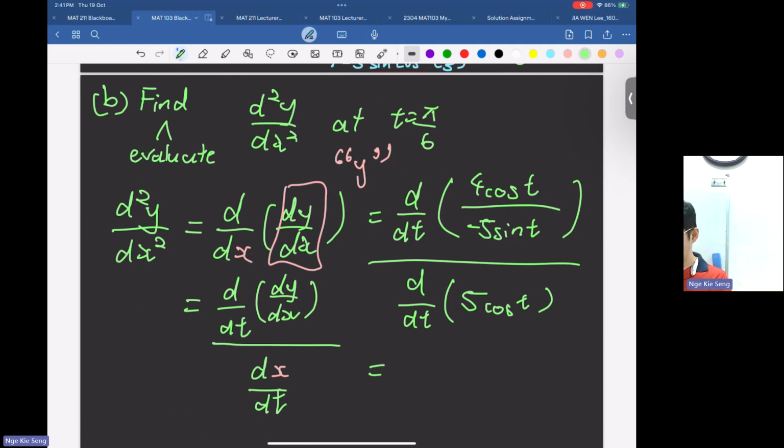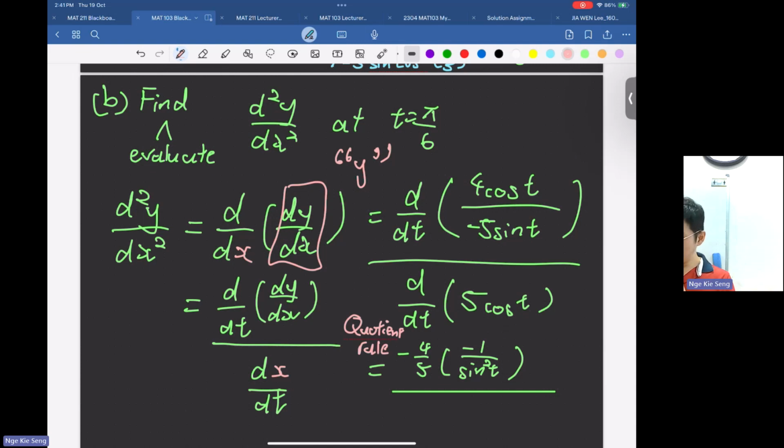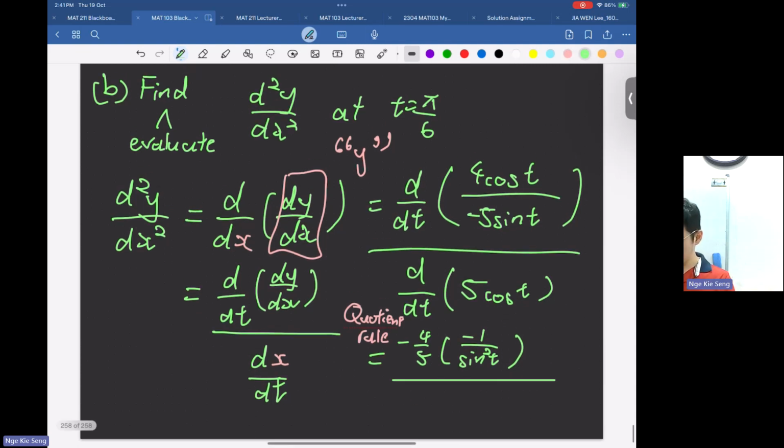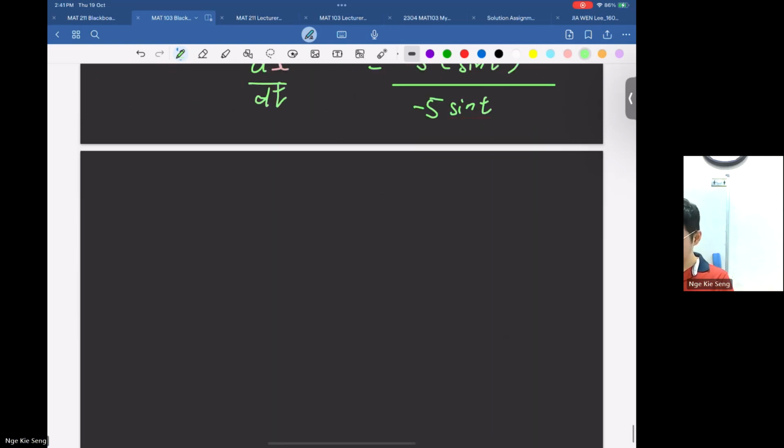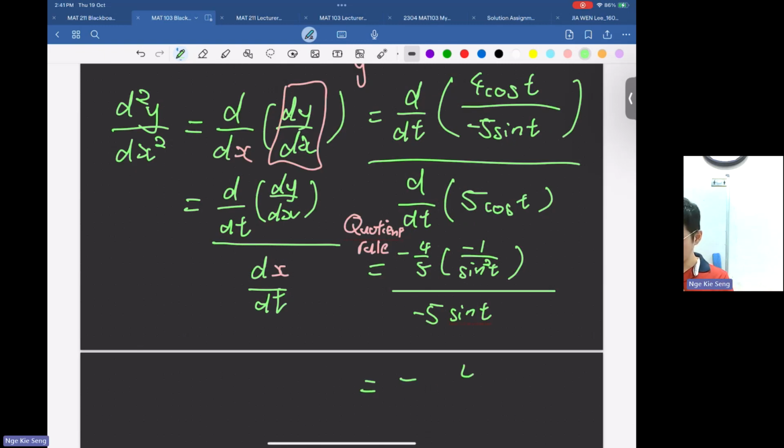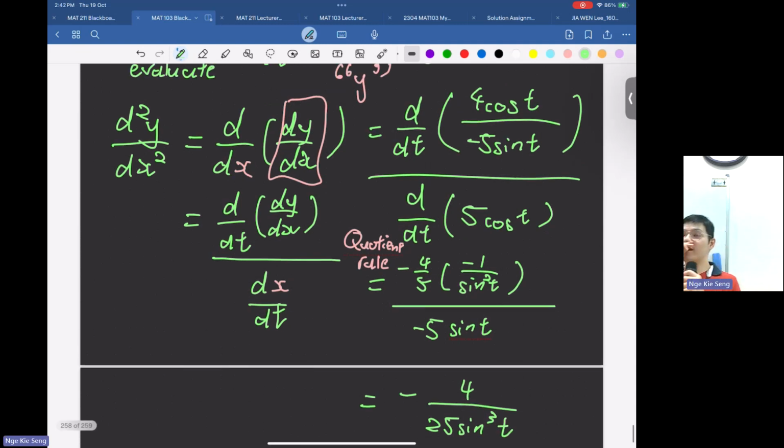I think we get something like minus 4 over 5 times minus 1 over sine square t. You can try and work out the quotient rule. And then d over dt of 5 cos t is just minus 5 sine t. So altogether you will get minus 4 over 25 sine cube t. Ivan, you can try your method, see if you get the same thing, and then send it to me.